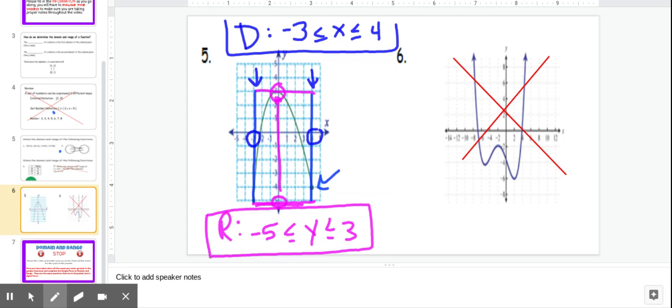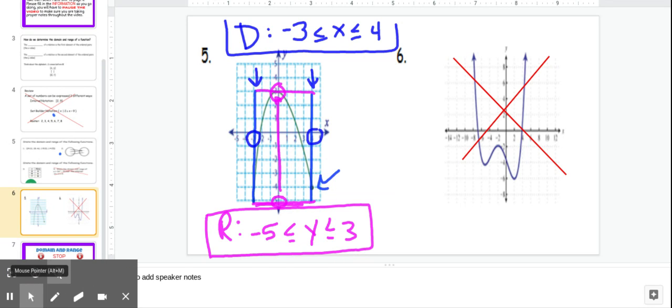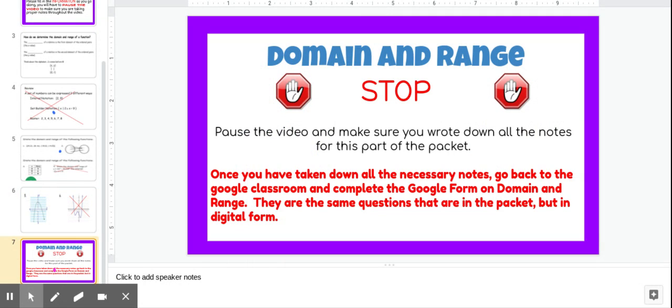Now, like I said, in the future you are going to get into more complicated questions, but this is pretty much it for today. Just understand that the domain is just a fancy way of saying x and the range is a fancy way of saying y. So what you're going to do now is make sure that you have everything copied down in the packet.